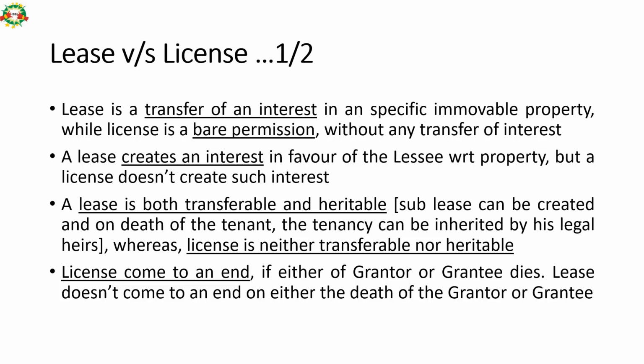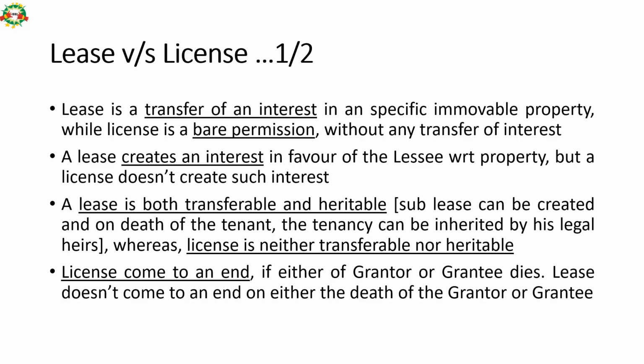Now, an important section is lease versus license. A lease is a transfer of an interest in a specific immovable property, while a license is a bare permission without any transfer of interest. A lease creates an interest in favor of the lessee with respect to the property, but a license doesn't create such interest. A lease is both transferable and heritable. A sublease can be created, and on death of the tenant, the tenancy can be inherited by his legal heirs, whereas a license is neither transferable nor heritable.